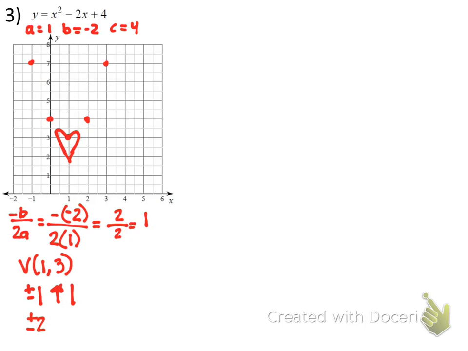Okay, now what do I do? What do I do once I get all these points up here? Make a U-shaped curve, right? So remember our vertex is where the heart is.